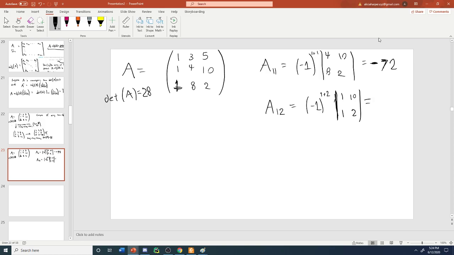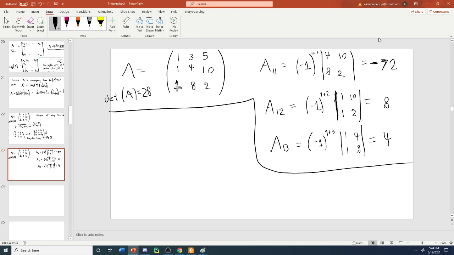And so here I'll get 2 minus 10, so negative 8, but times negative 1, so positive 8. And then I'll compute A13, and this will be negative 1 raised to the 1 plus 3, and then times 1, 1 for 8. So I'll get 8 minus 4 times positive 1, which is 4. Now I have to compute a lot more things as well.